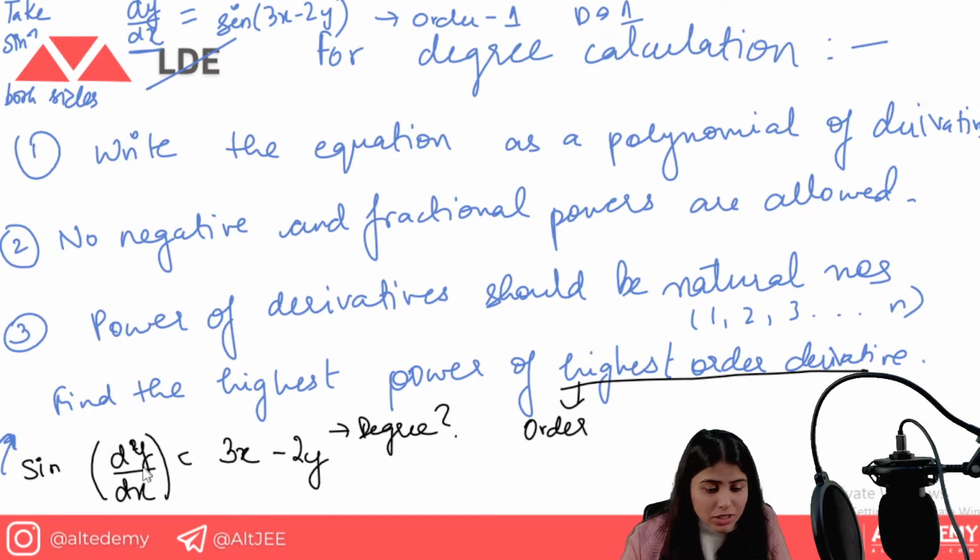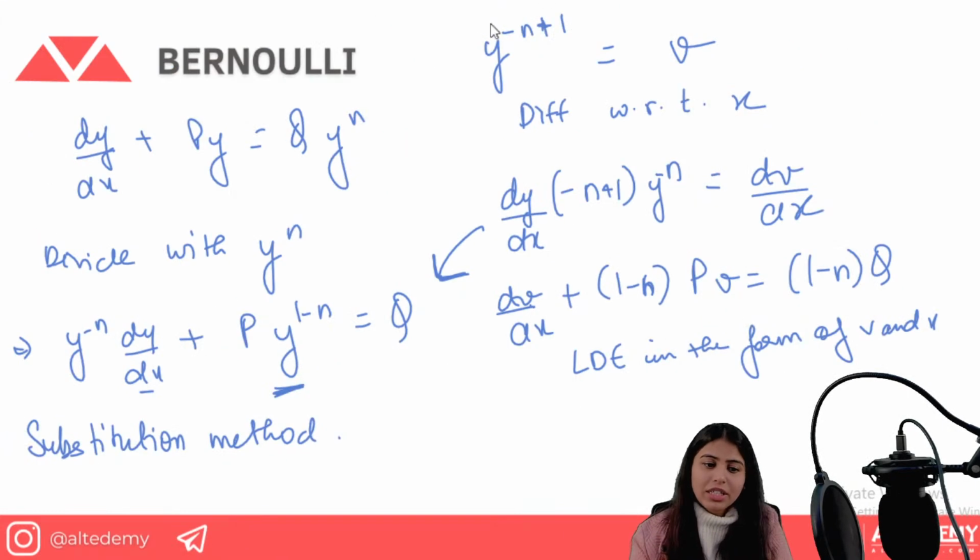Okay, if we have the equation in a form like sine, then just try to convert it. If it can be made into the form of dy by dx polynomial, if it is possible, then we can get the value of degree. And if it is not possible, then obviously the degree is not defined. Okay, this is the concept of degree.